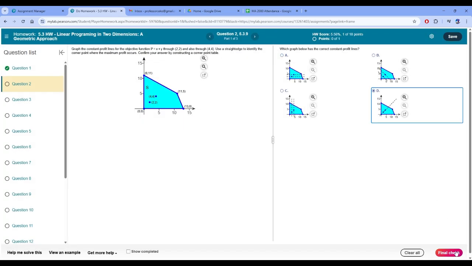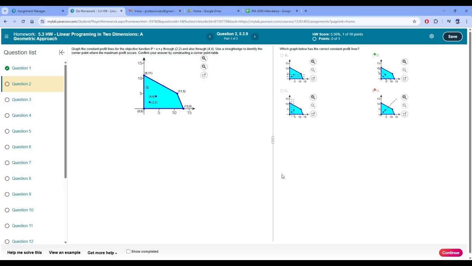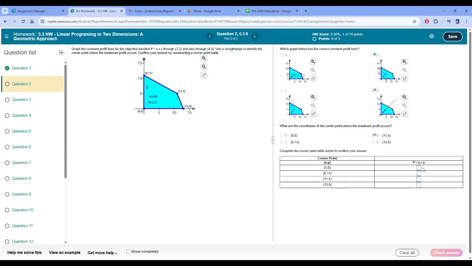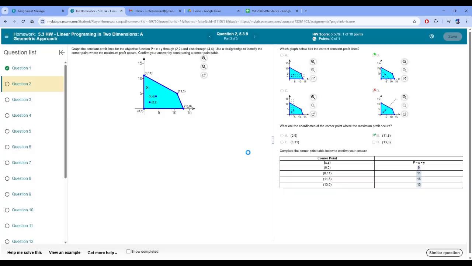This one, a positive slope. Correct answer is B. What are the coordinates of the corner with max? I'm still going to say that it's 11.5. And what were these values? This was 0. This is 13. This would be 16. And then this would be 11. Check answer. Okay.